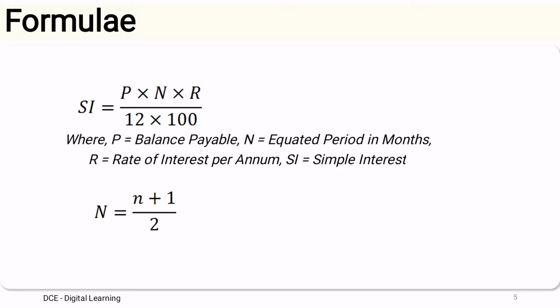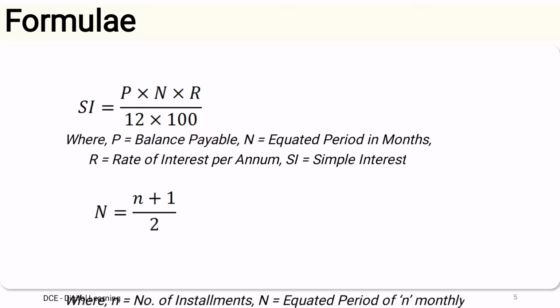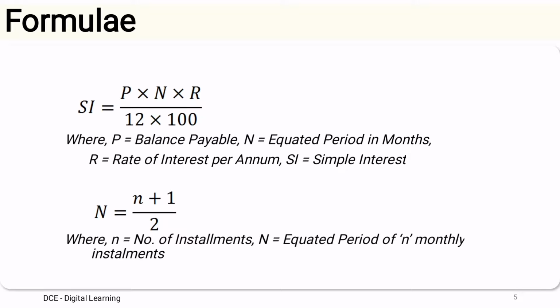Here N, which is the equated period, is computed using n plus 1. Small n is the number of installments and capital N is the equated period of n monthly installments. So the equated period capital N equals small n plus 1 divided by 2. N is the number of installments plus 1 divided by 2.